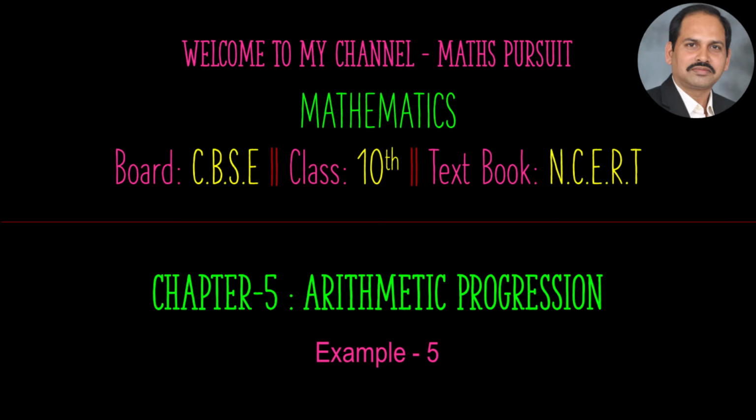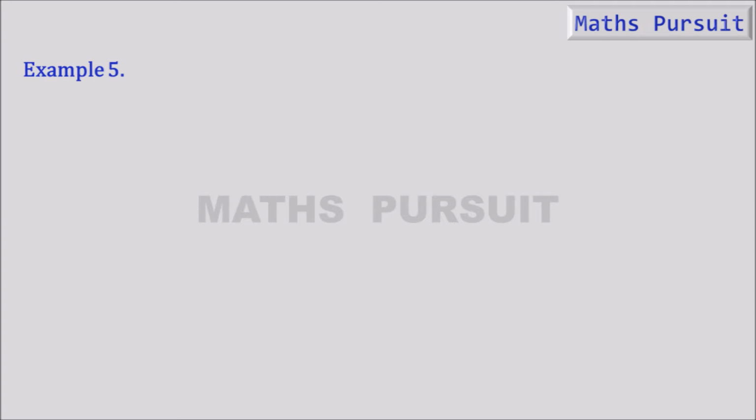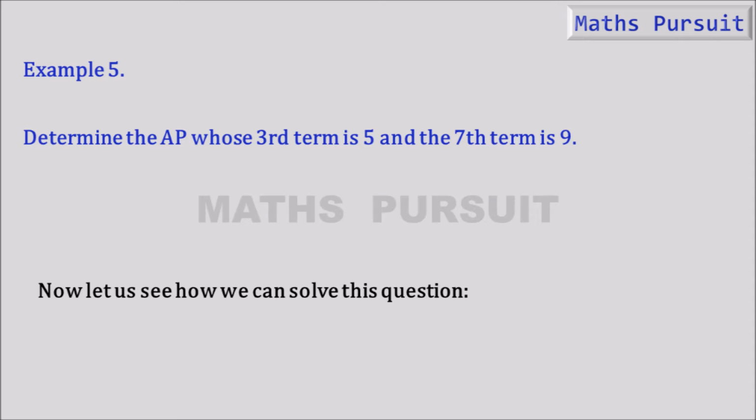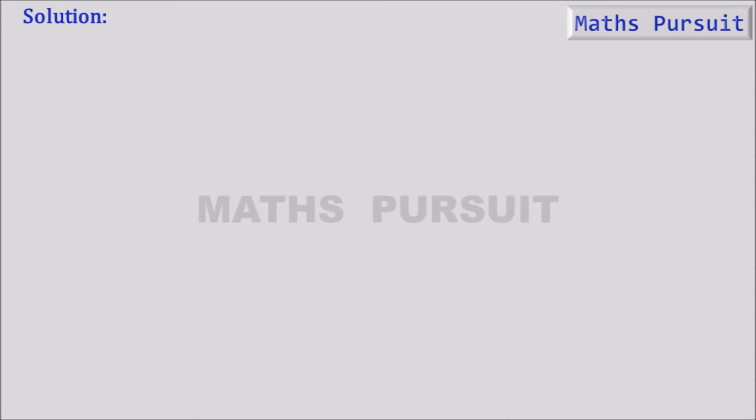Today we are going to look into example 5 from chapter 5 called arithmetic progression. So let's see what exactly we have in example 5. It is given: determine the AP whose third term is 5 and the seventh term is 9. Now let us see how we can solve this question. Moving to the solution, let us put the given AP in the below table.